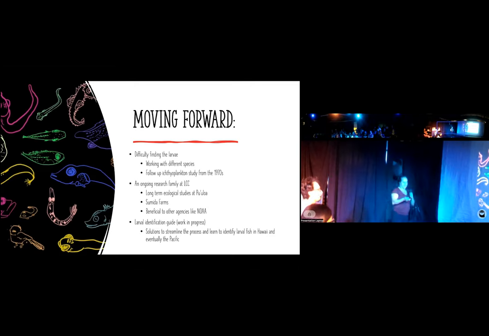So moving forward, to go back to the issues, we had difficulty finding larvae, but we found species that we can work with. So for example, we have a native blenny and an invasive blenny that I'm going to look at and compare diets to. We also were able to conduct an ichthyoplankton study and we can make comparisons to the 1950s.